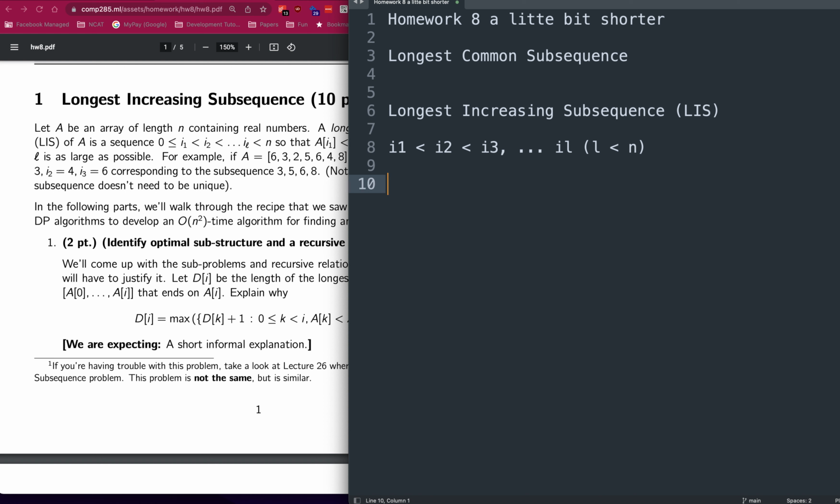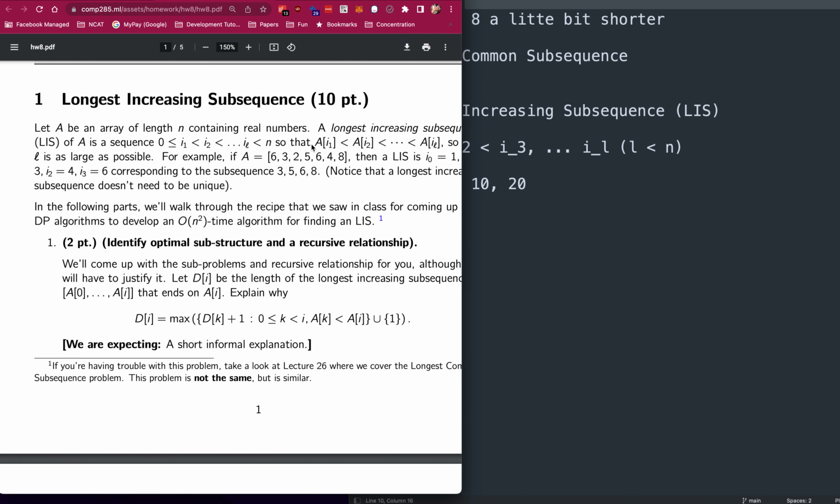So the indices could be, for example, index 0, index 4, index 7, index 10, index 20, like this. These are the i1, i2, up to iL, where L is another variable. These values are supposed to be indices. The main thing to remember is that they're ordered, so they have to be in the same sequence as they are in the original array.